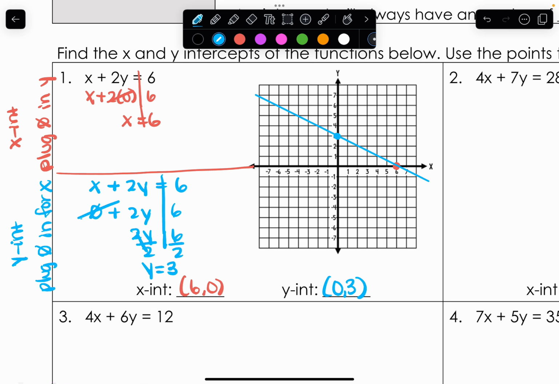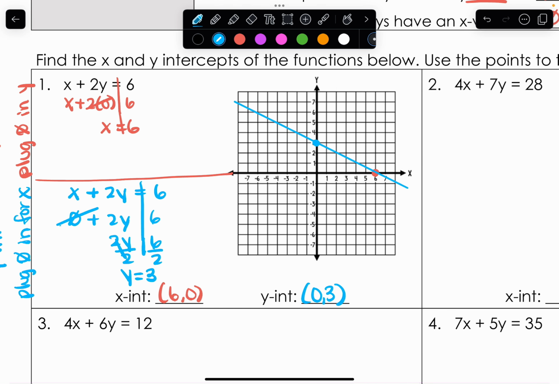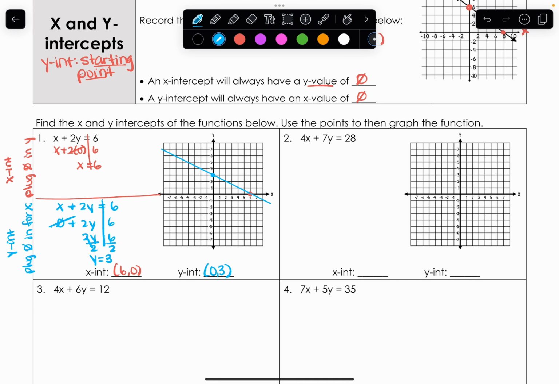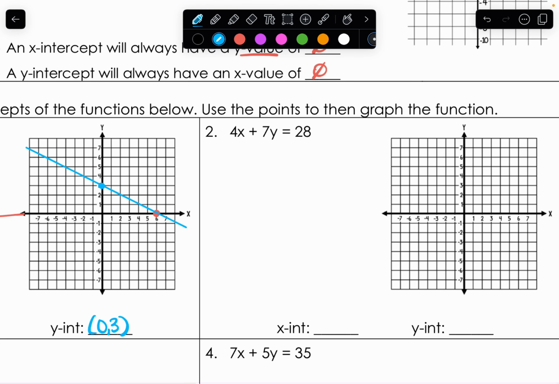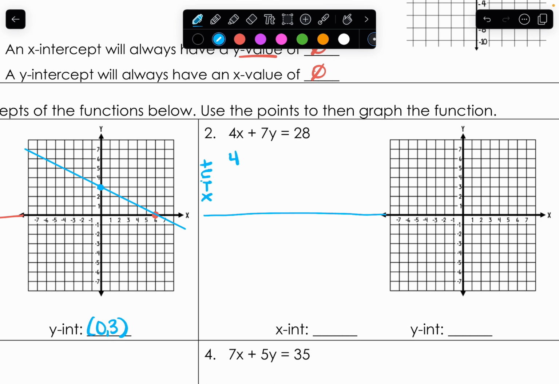Okay. Let's try the next one. So with this one, same thing. You're going to solve for the x-intercept by first plugging in 0 for y. So we're going to take 4x plus 7 times 0 equals 28. 7 times 0 is 0. You're left with 4x equals 28. So we divide by 4. You get x equals 7. Making my x-intercept 7, 0.